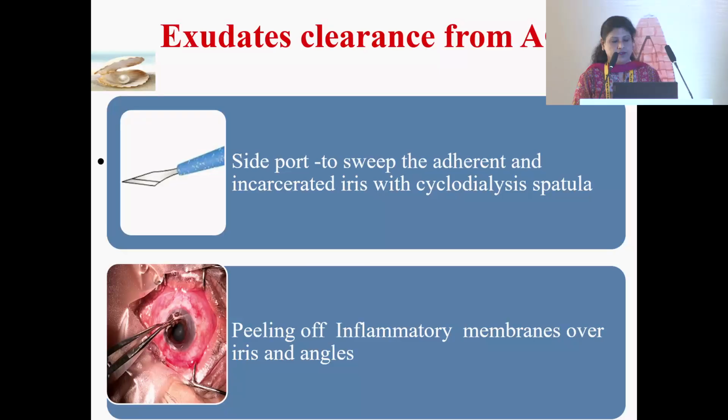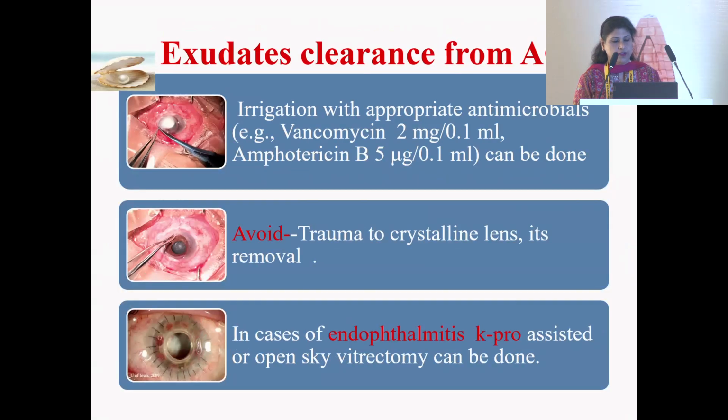Exudates can be cleared through the side ports beforehand, and with the cyclodialysis spatula we can even remove the iris which is incarcerating. Peeling of the membrane, and inflammatory membranes over the iris and angle, should be removed.